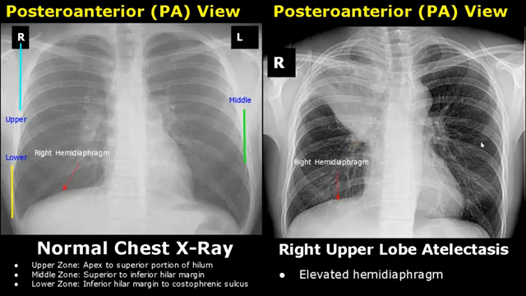Elevation of hemidiaphragm can also occur in right upper lobe atelectasis. You can see that the right hemidiaphragm is much higher than its normal location.